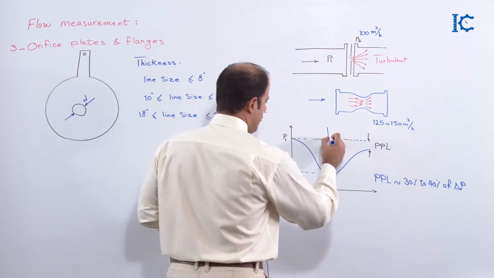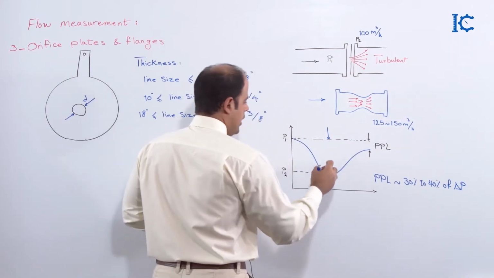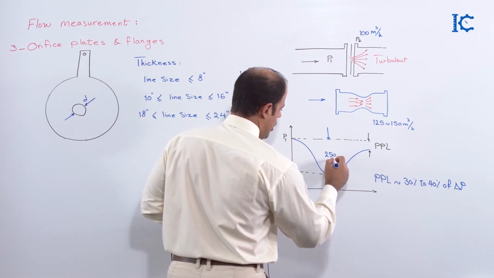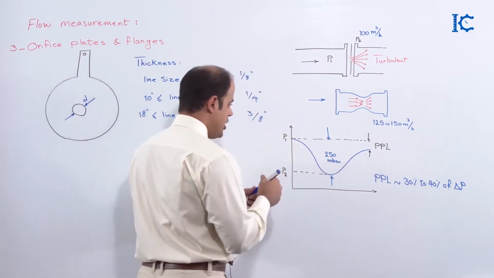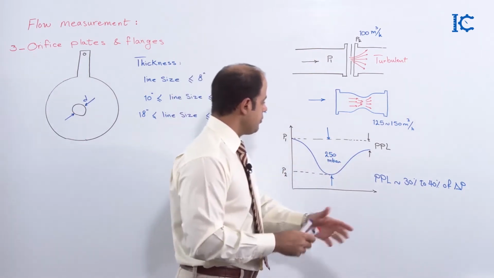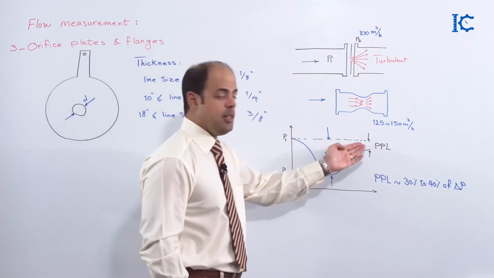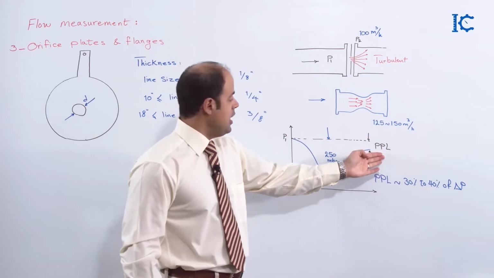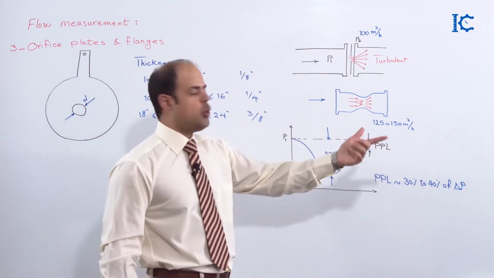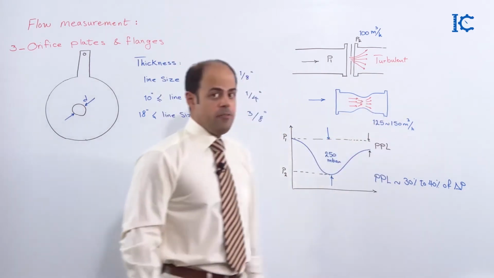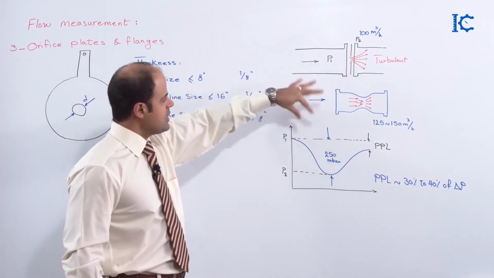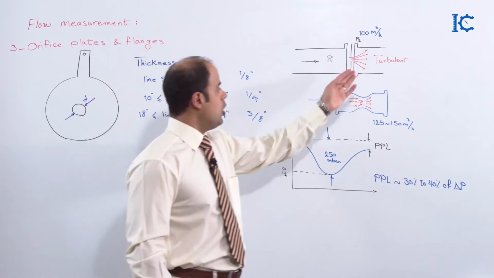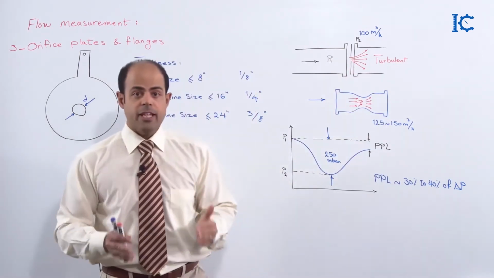Just imagine I have, for example, 250 millibar here. I can tell you that around maybe 80 millibar here would be considered as the case of the orifice, while it was maybe just 25 millibar for the case of the Venturi. So these two things show the difference between the Venturi and the orifice.